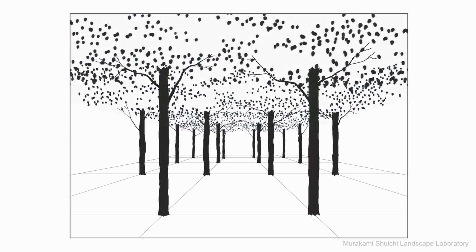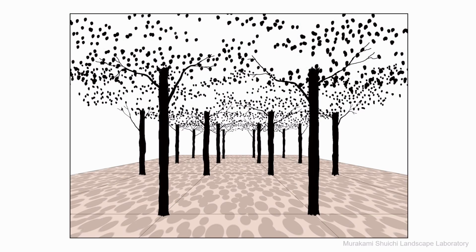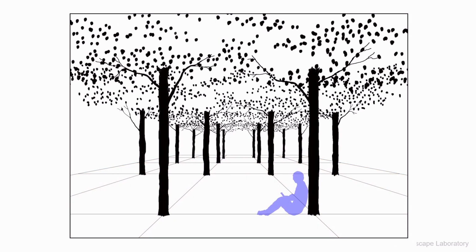For example, the leaves and branches sway in the wind, creating faint rustling sounds. Sunlight filters through the gaps between the leaves, casting shifting patterns of light and shadow onto the ground. Sitting at the base of a tree to read a book, walking between the trunks, or leaning against one to rest, people find their own places within this space.